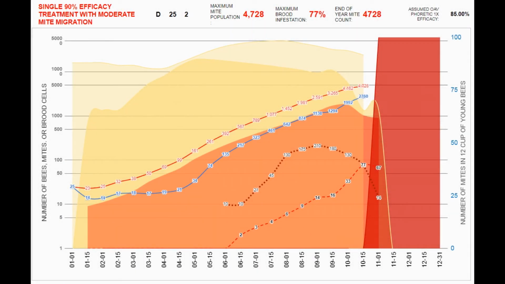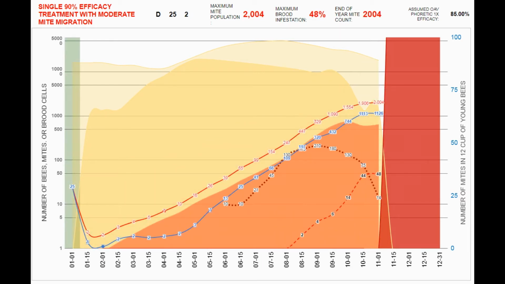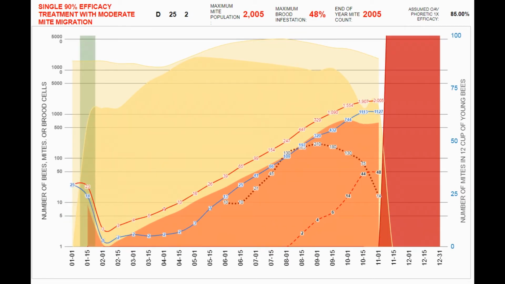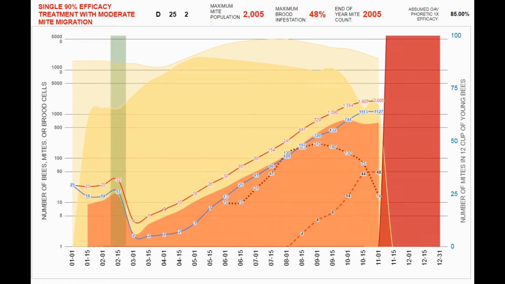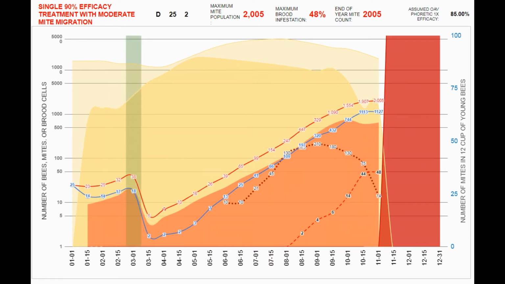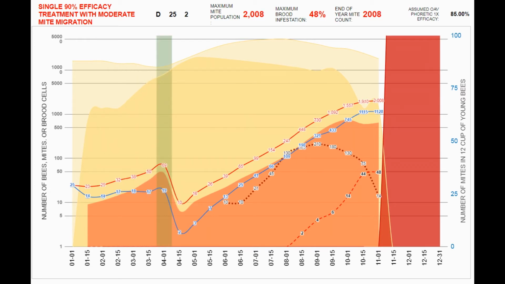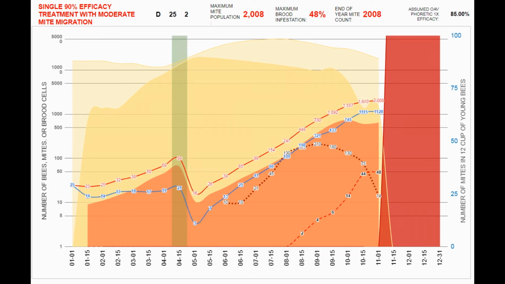Experiment 1, single 90% efficacy treatment with moderate mite migration. So I'm going to take a 90% efficacy treatment and apply it every 2-week period throughout the year and see how the brood infestation and mite population reacts, and you'll see that as it moves through how those numbers are affected. That was January, it dropped it way down. Going through spring, February, March, not a lot of reaction downstream, but you'll see, of course, an immediate reaction just adjacent to the actual treatment time.